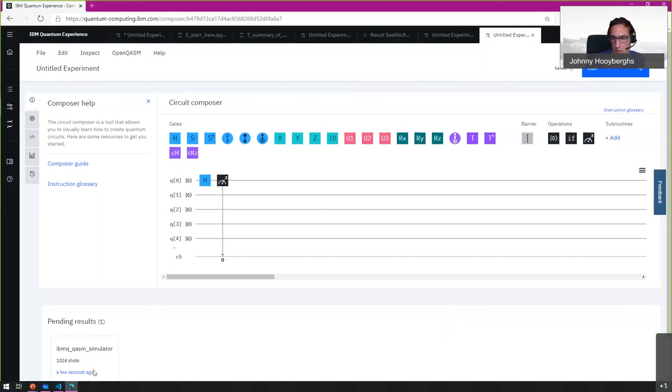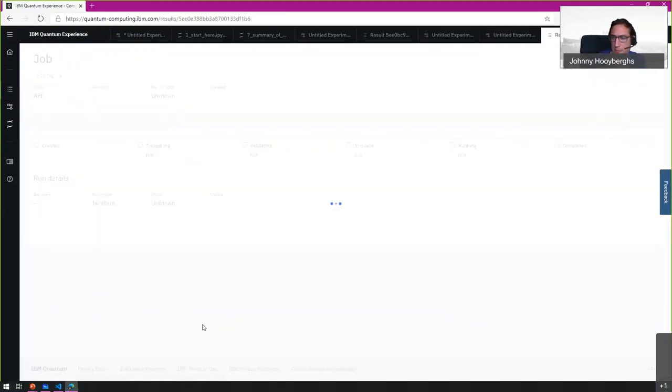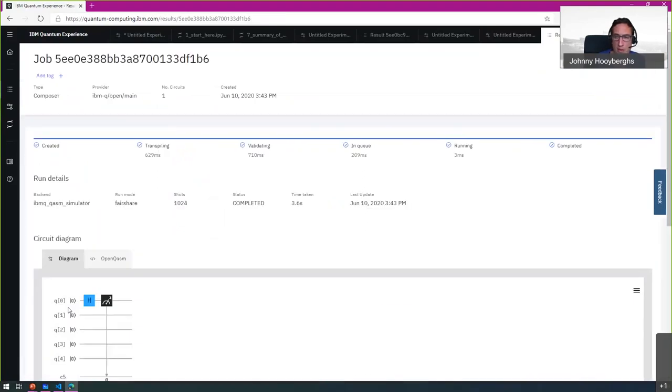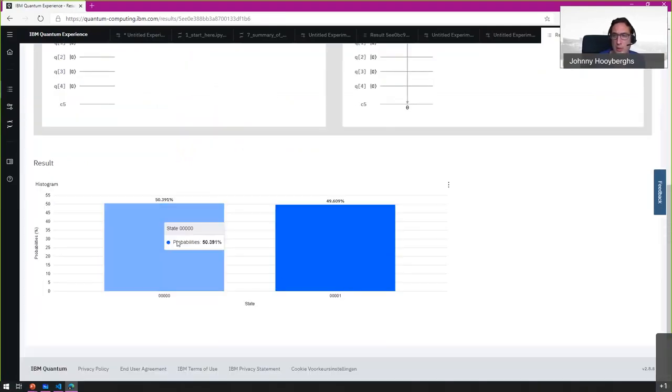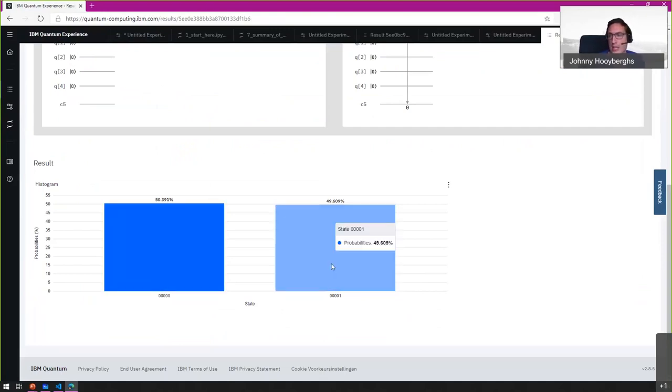It will run your circuit 1,000 times. And then when you look at the result, you will see a graph. And this graph will actually represent the probability your final end state was 0 is 50.391%, and the probability of your final state being 1 is 49.609%. So it's not entirely 50-50, because it's real life.